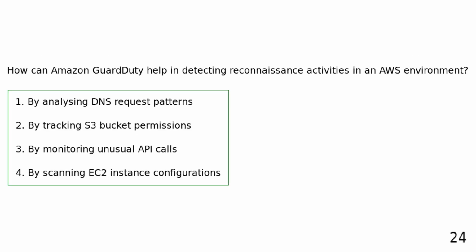How can Amazon GuardDuty help in detecting reconnaissance activities in an AWS environment? By analyzing DNS request patterns. By tracking S3 bucket permissions. By monitoring unusual API calls. By scanning EC2 instance configurations.